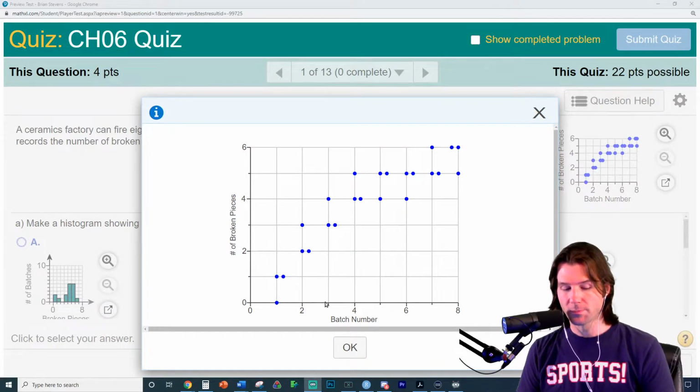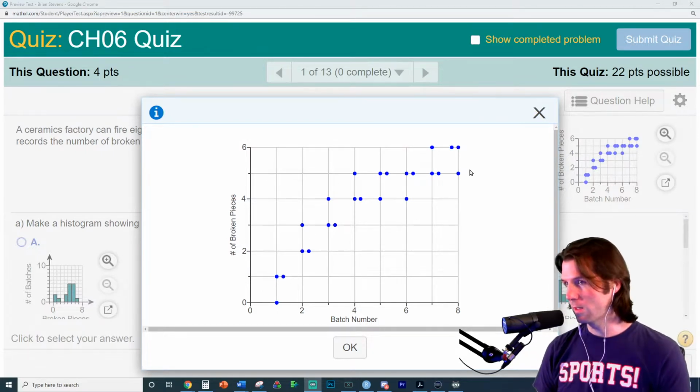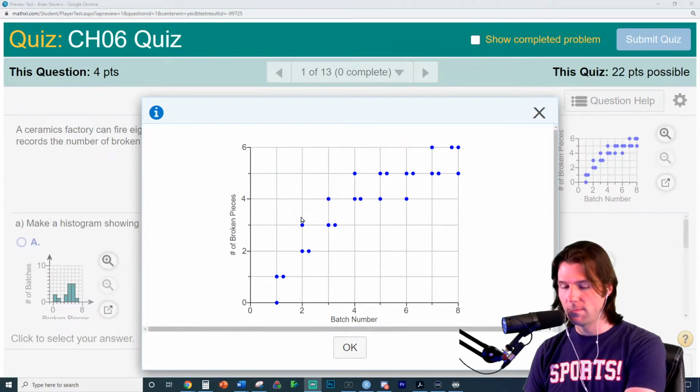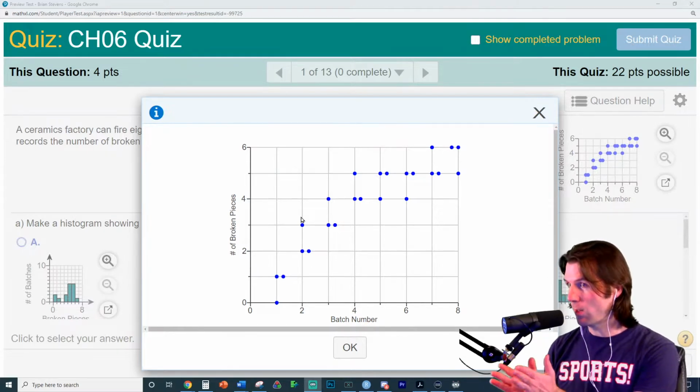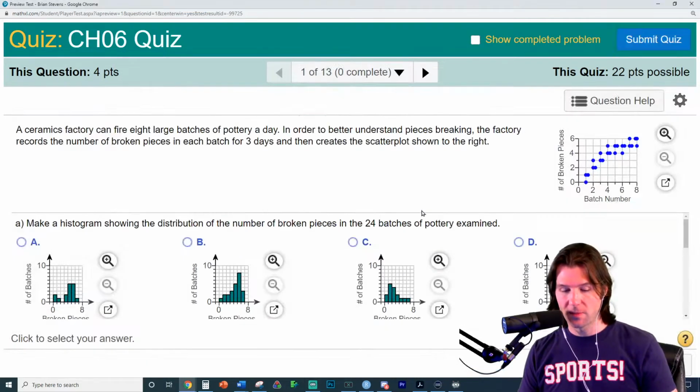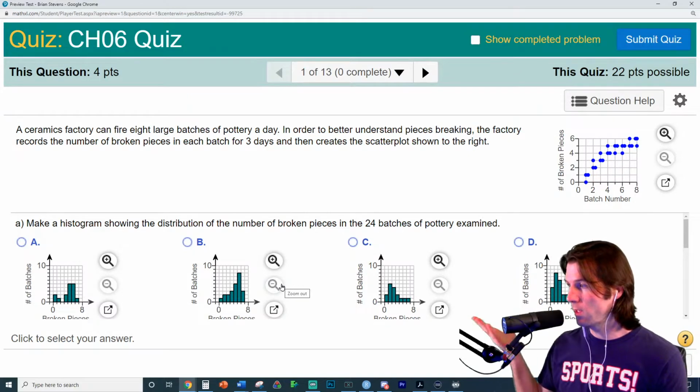So when you look at this, we have the batch number going up, and then we have the number of broken pieces going across this way. And with this, you might see if there's a positive, somewhat linear trend. As batch number increases, we see that the number of broken pieces also slightly increases. And you have to realize that this is 2 variables, not 1. That's the key to this question: this is a bivariate display because it's a scatter plot. Now down here you have a histogram or histograms to pick from.